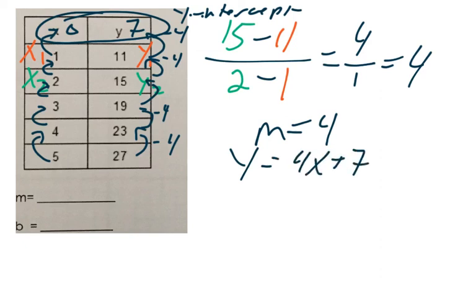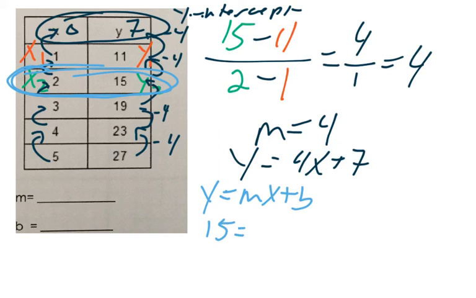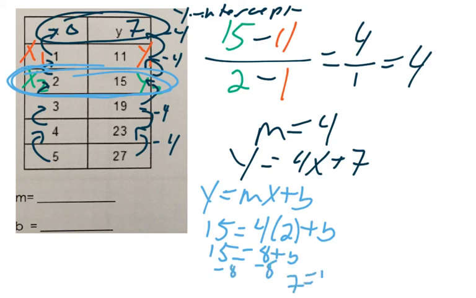Now we don't have to do it that way. Since we do have an x and a y value, we can just plug that in to our equation. So if I choose this point right here, our y value is 15, our slope was 4, our x is 2, and then plus b. b is the y-intercept. So we get 15 equals 8 plus b. If we solve for b, we get 7 is equal to b.